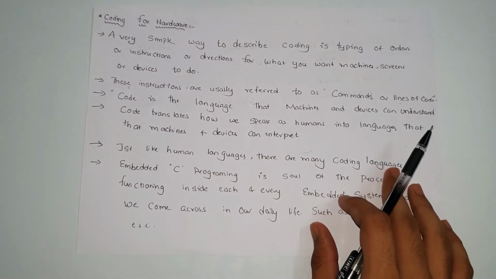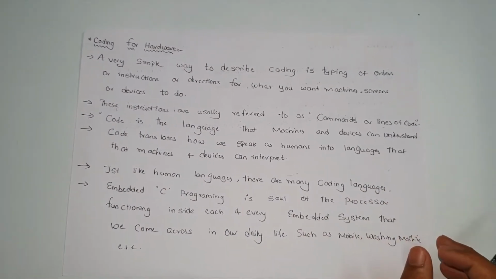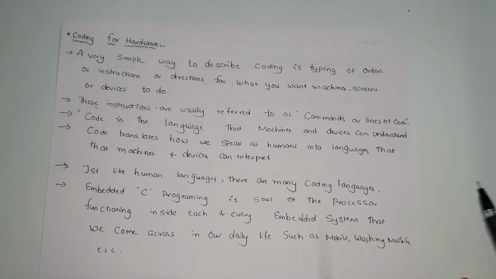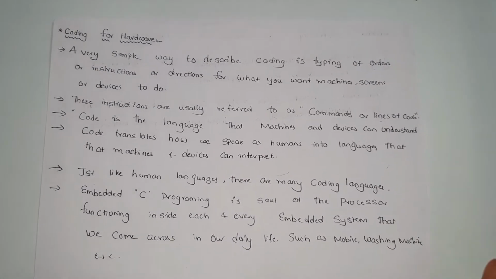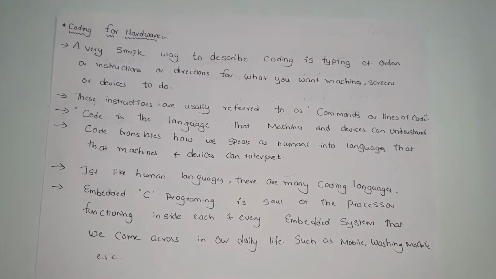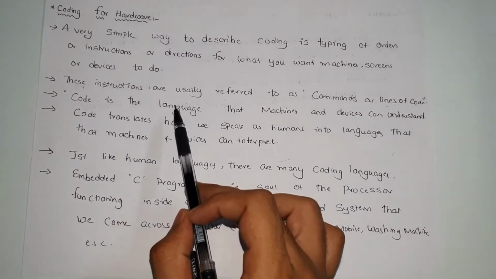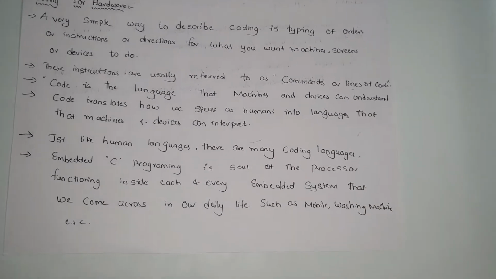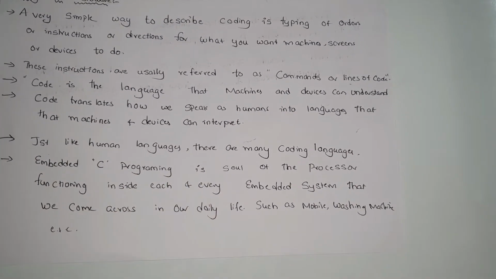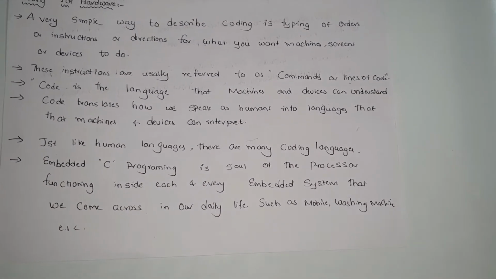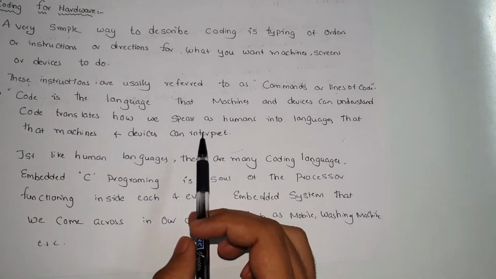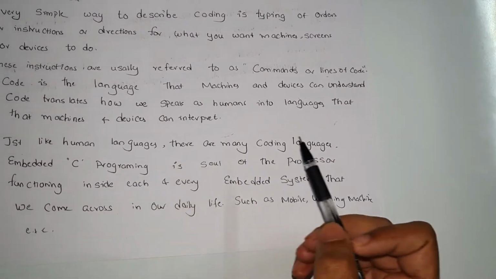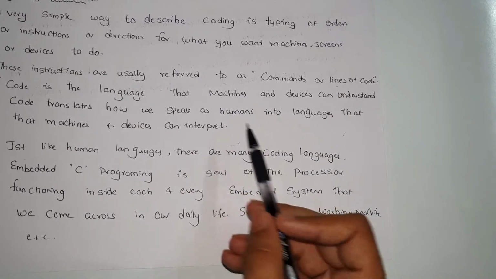Coding for hardware. A very simple way to describe coding is typing of orders or instructions for what you want machines or devices to do. These instructions are usually referred to as commands or lines of code. Code is the language that machines and devices can understand. Code translates how we speak as humans into languages that machines and devices can interpret.